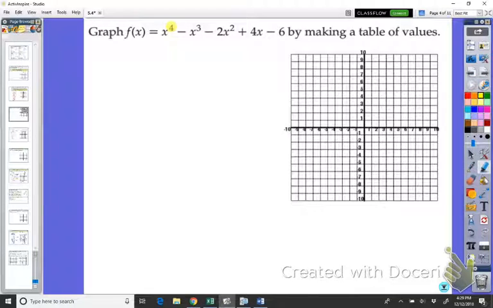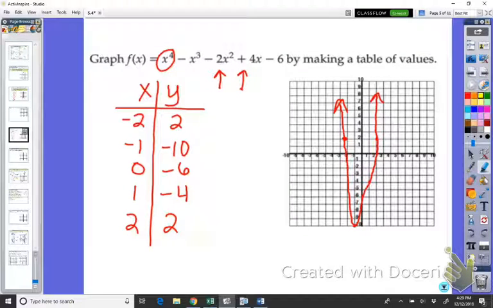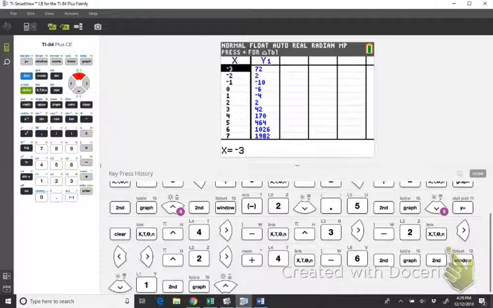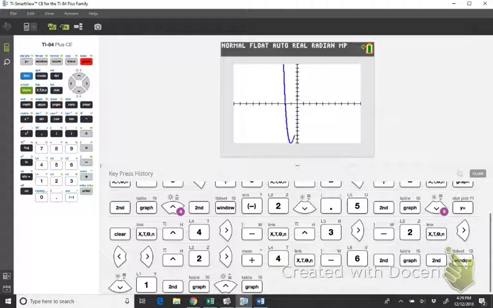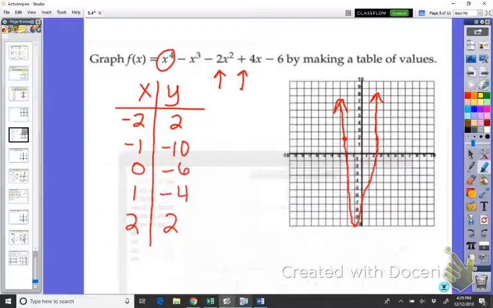So if you go back here and do a chart, these 5 points should be enough, but you can also go back to your calculator and hit graph so you know what the graph should look like. Kind of looks like a weird W, which is what this one looks like.